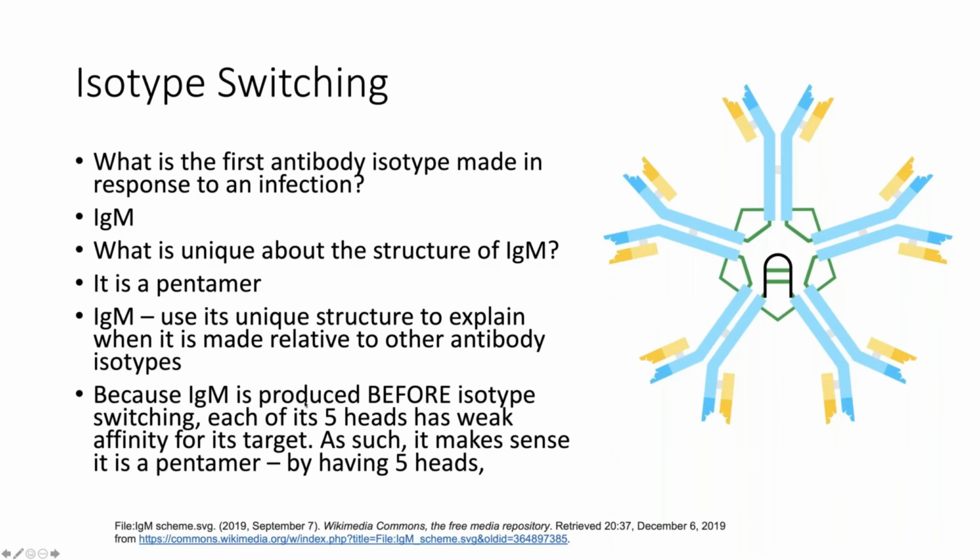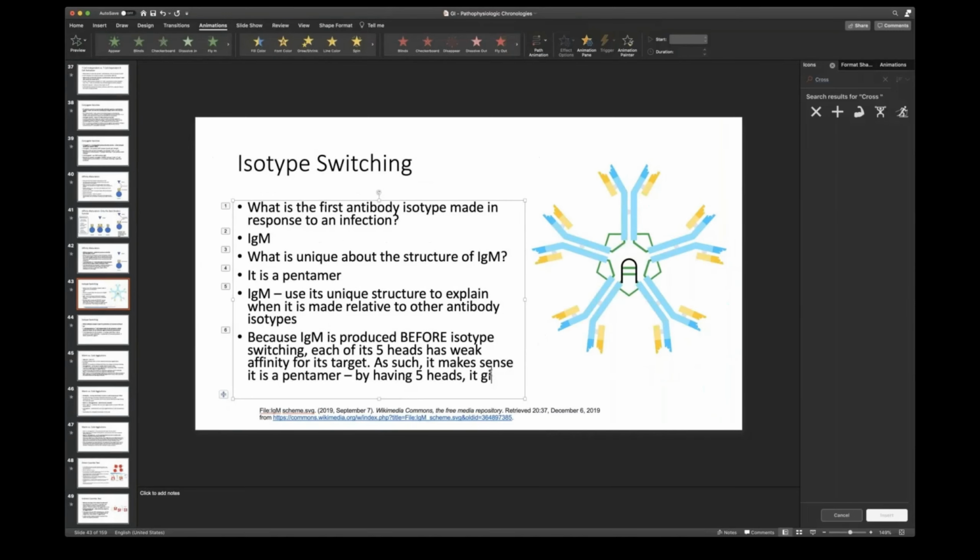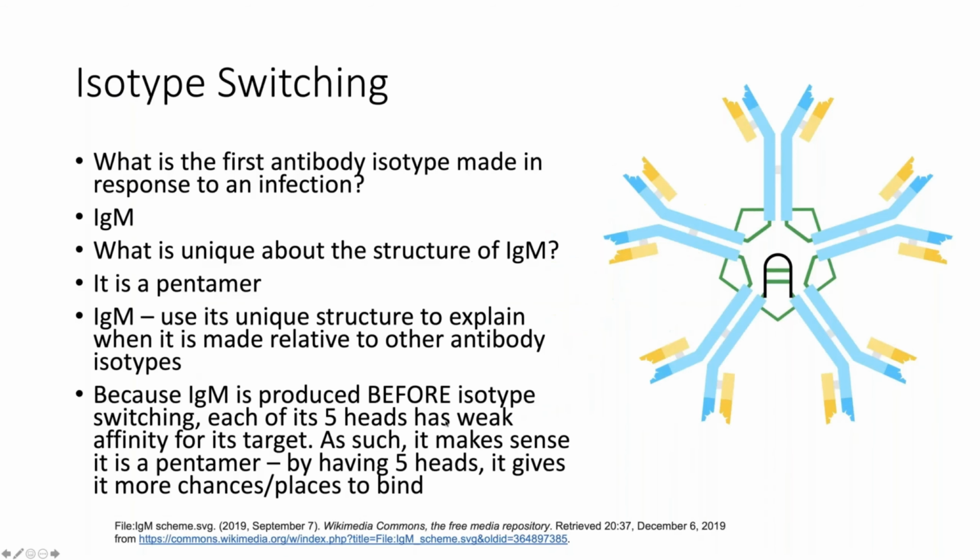So awkward question. Basically the idea is that because IgM is produced before isotype switching, each of its 5 heads has weak affinity for its target, right? It makes sense, because by having 5 heads, it gives it a better chance to bind, more places to bind. This is sort of a hand-wavy explanation, but this is the way that I would think about it.